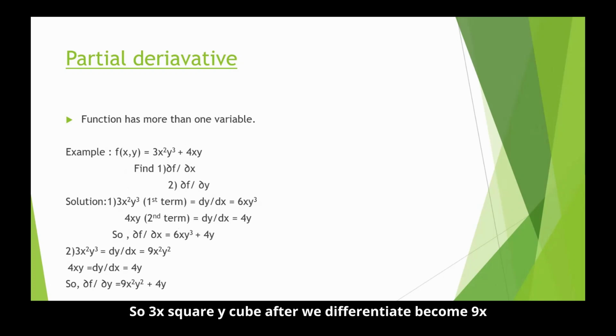And then now we do the partial derivative of y. So 3x squared y cubed after we differentiate becomes 9x squared y squared. And the 4xy is also the same. After differentiating it becomes 4x. And then we just add them together and it becomes 9x squared y squared plus 4x.